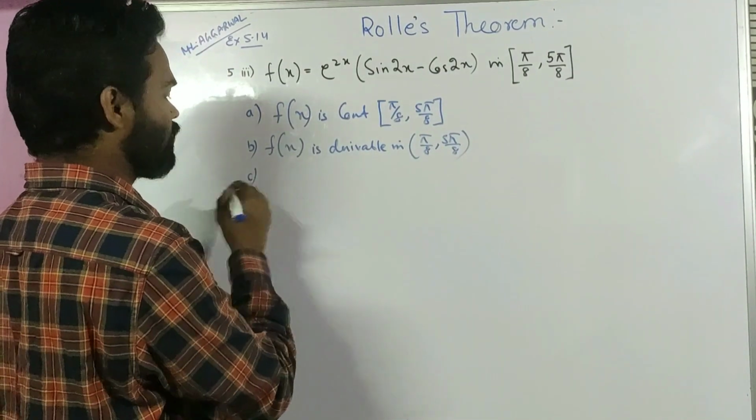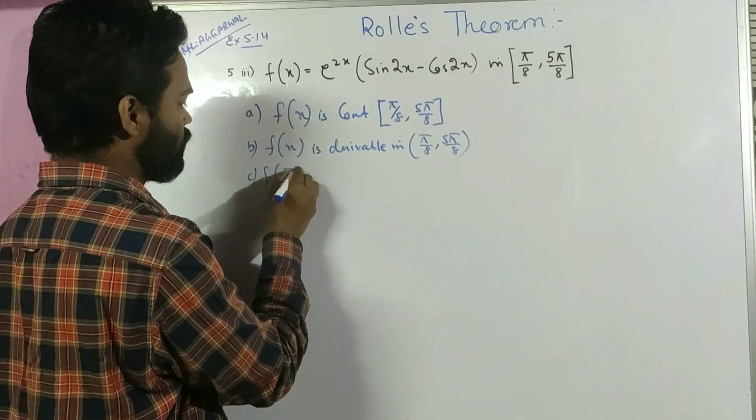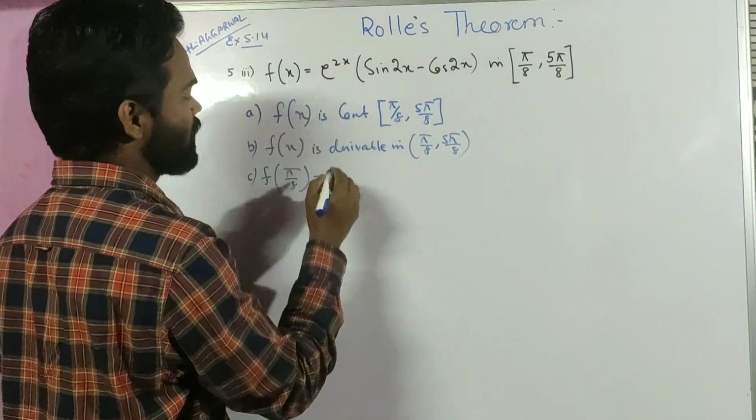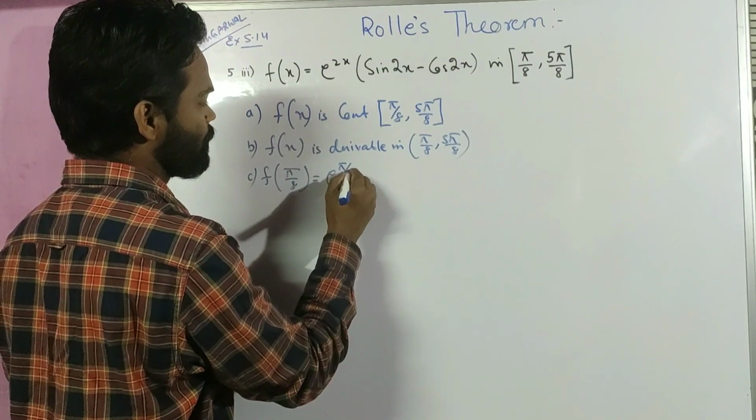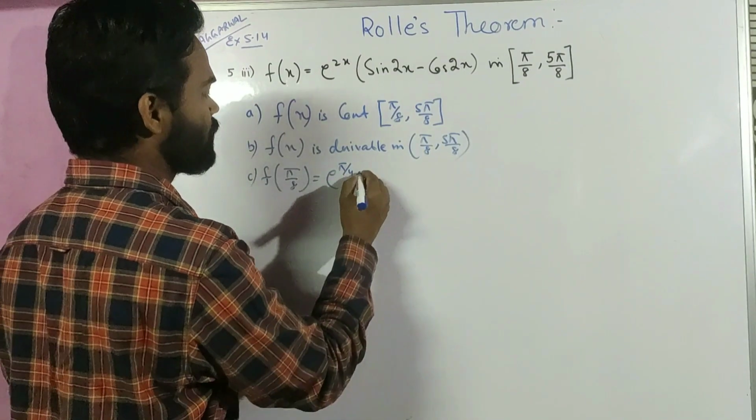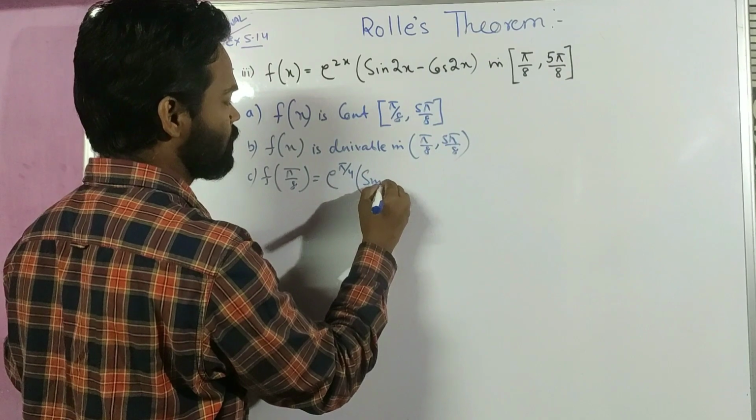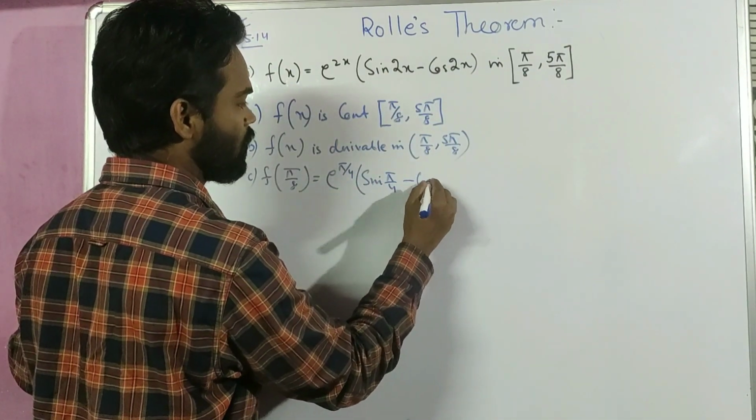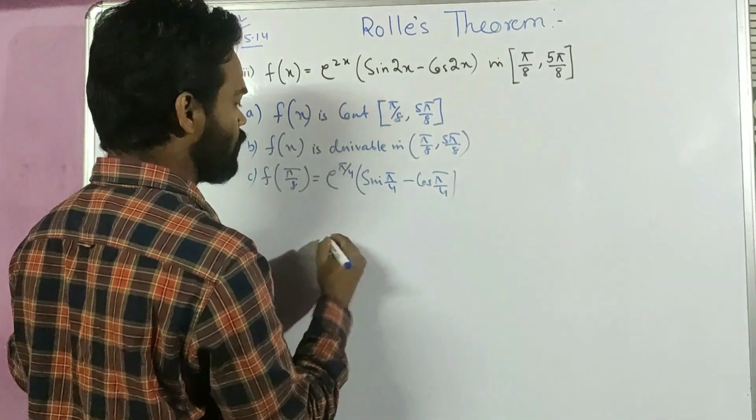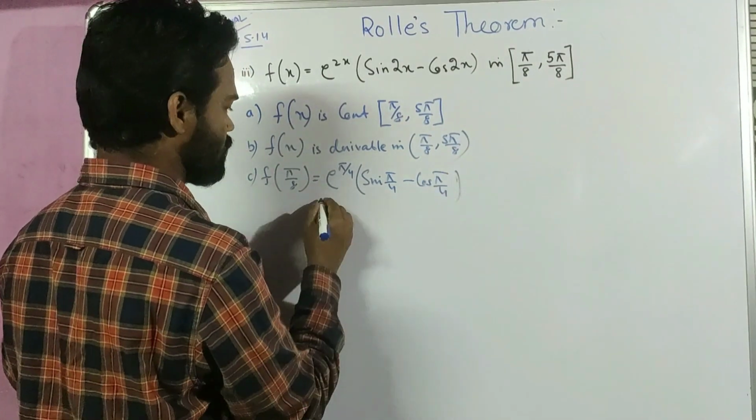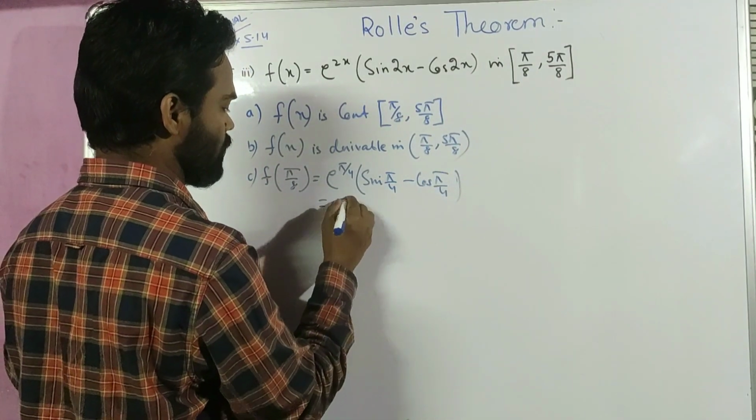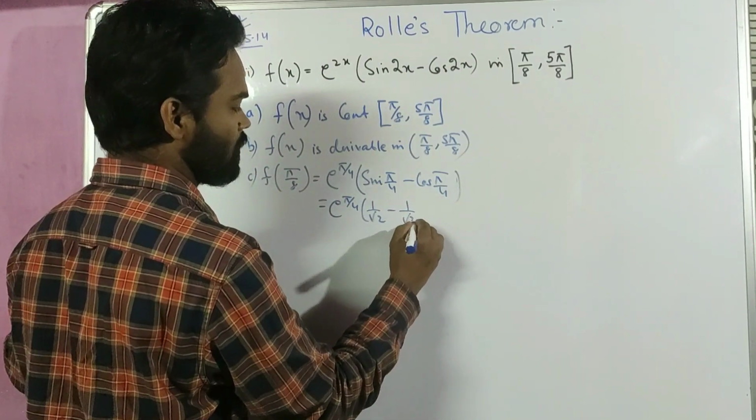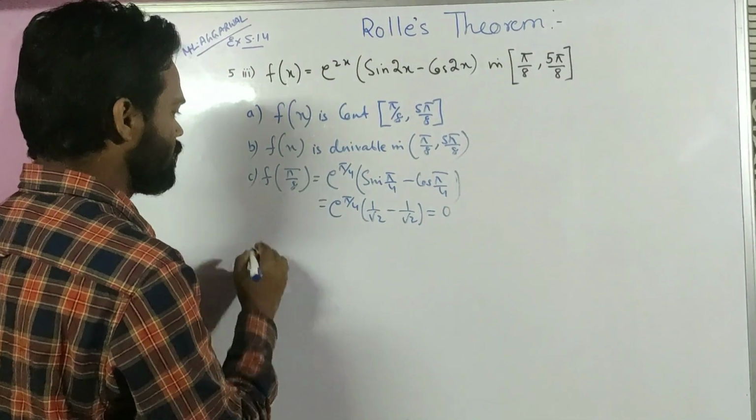Now we'll find f(a). So f(pi by 8) will be e to the power 2 pi by 8, which is pi by 4, and this becomes sin 2 into pi by 8, which is pi by 4, minus cos, similarly pi by 4. Now we know this is e to the power pi by 4 and this is 1 by root 2 minus 1 by root 2, that's 0.